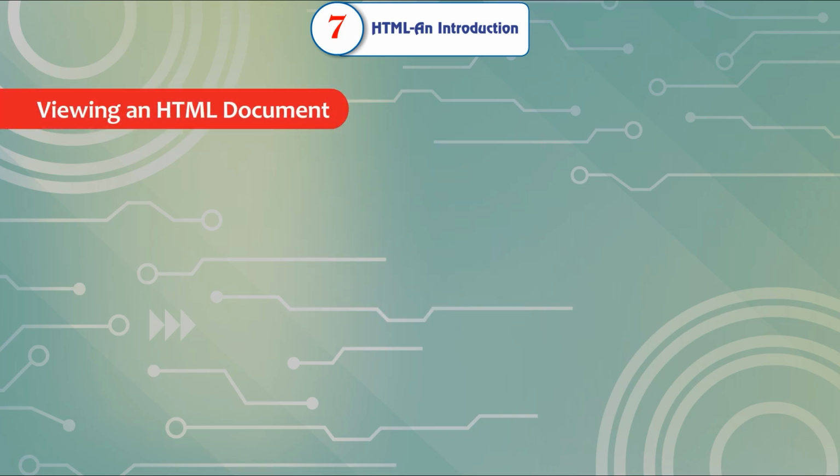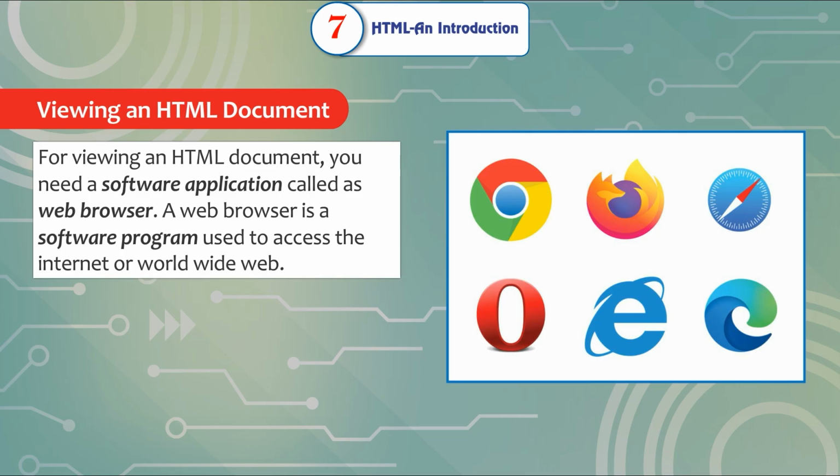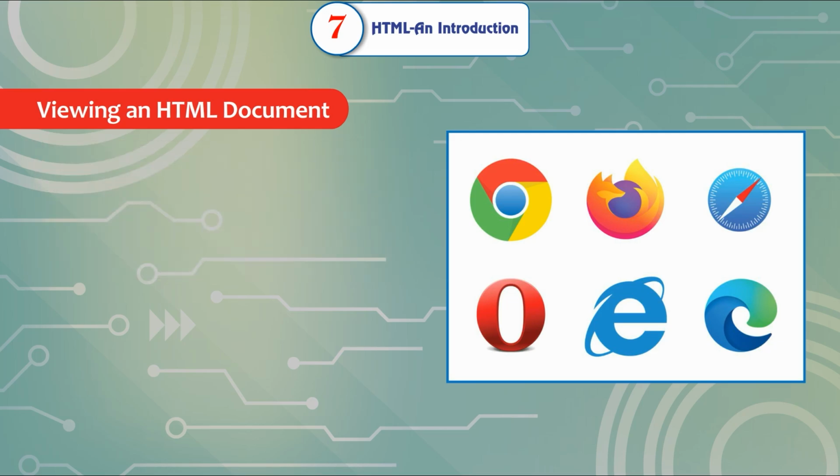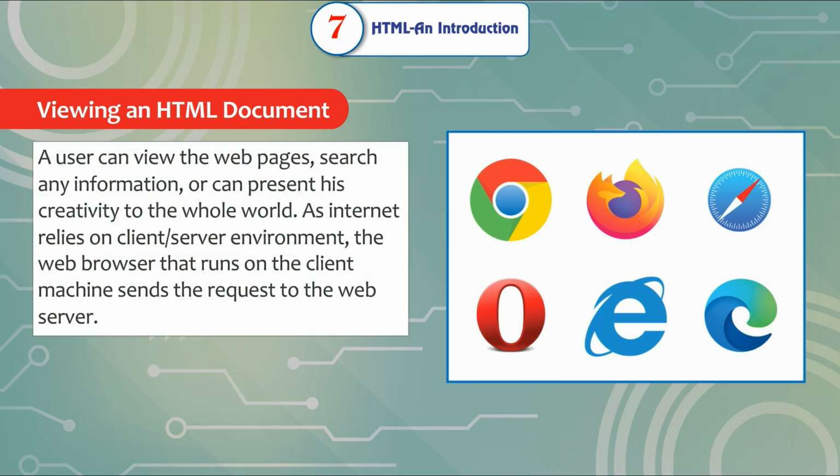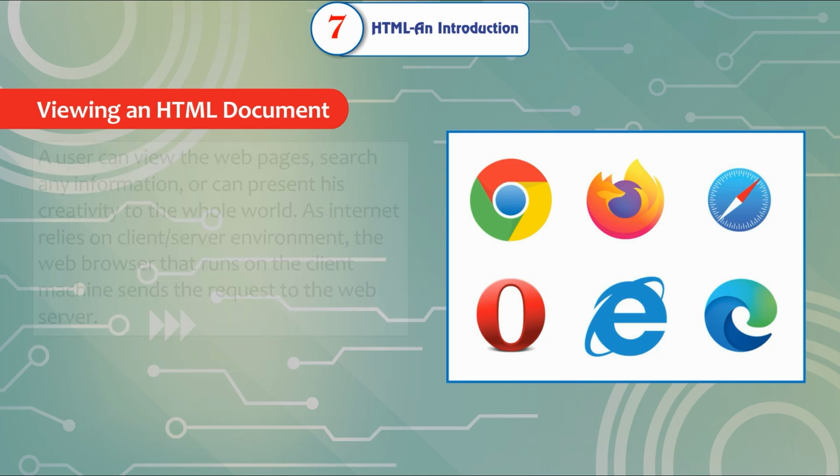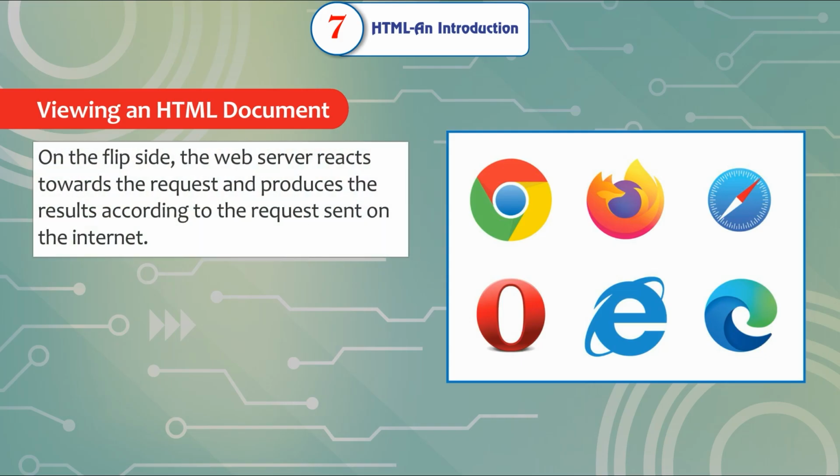Viewing an HTML document. For viewing an HTML document, you need a software application called a web browser. A web browser is a software program used to access the Internet or World Wide Web. A user can view web pages, search any information, or present his creativity to the whole world. As the Internet relies on a client-server environment, the web browser that runs on the client machine sends the request to the web server. On the flip side, the web server reacts to the request and produces the results according to the request sent on the Internet.